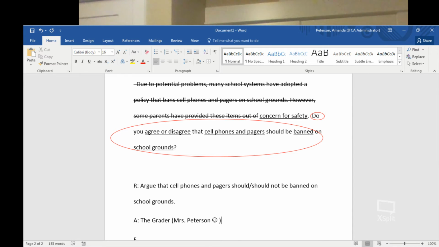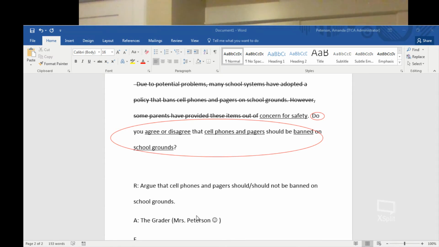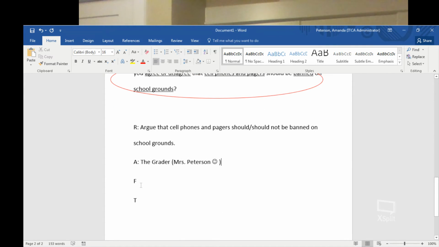That's me. If you're writing for class, if you're writing for ISATs, it would be the ISAT grader, so just put the grader. But I'm going to put a little smiley face next to my name because I can. Okay, what's my format? What am I supposed to do? Is it a narrative? Is it compare contrast? No, it is another persuasive essay.